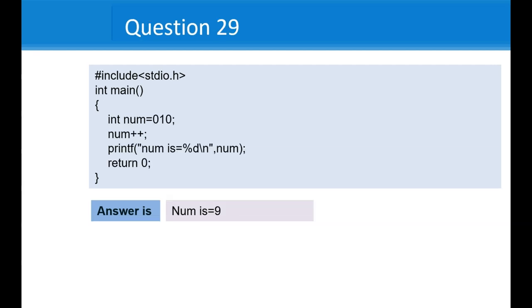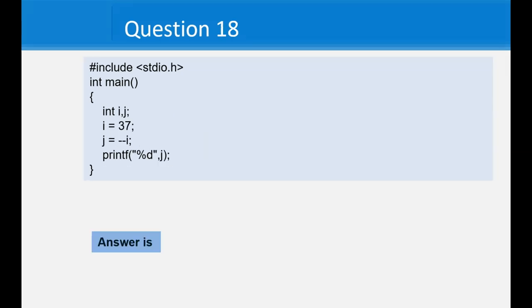Let's take the next one. num is equal to 010. Remember, 010 means it is octal. So octal 10 is 8, so 8 is the value and num++. So 8 becomes 9, and when you print the value, the answer is 9.